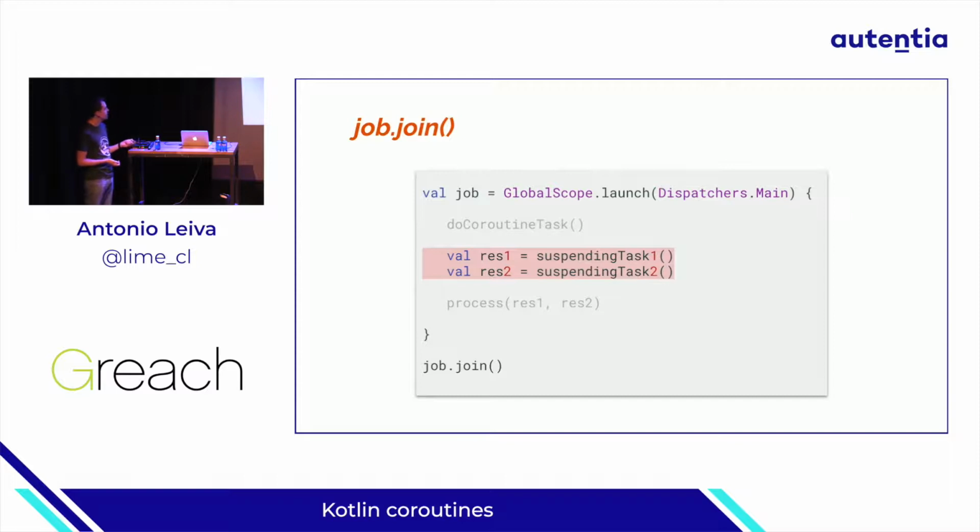On the other hand, we have job cancel, which will cancel the coroutine, or the coroutines, that are associated to this job. So in this case, if, for instance, we are running suspending task 1 and we call job cancel, the suspending task 2 would never be called. This function is not a suspending function, so you don't need to call it inside a coroutine context.